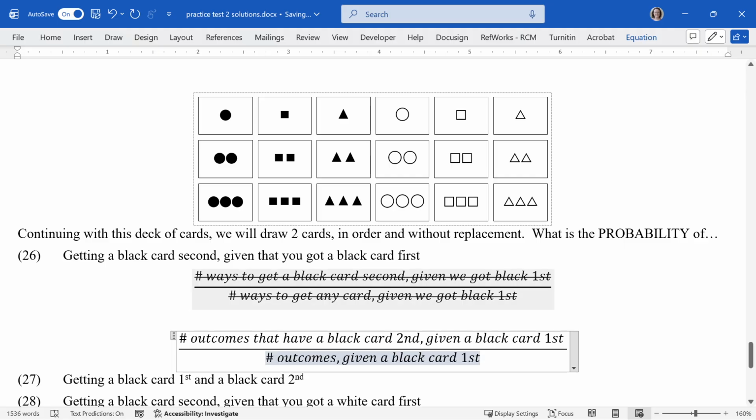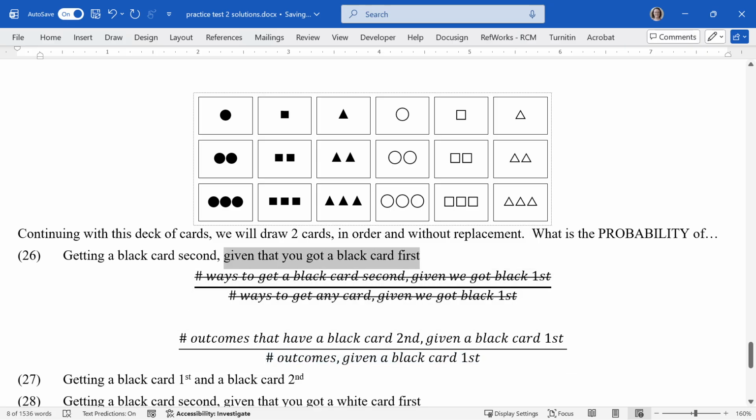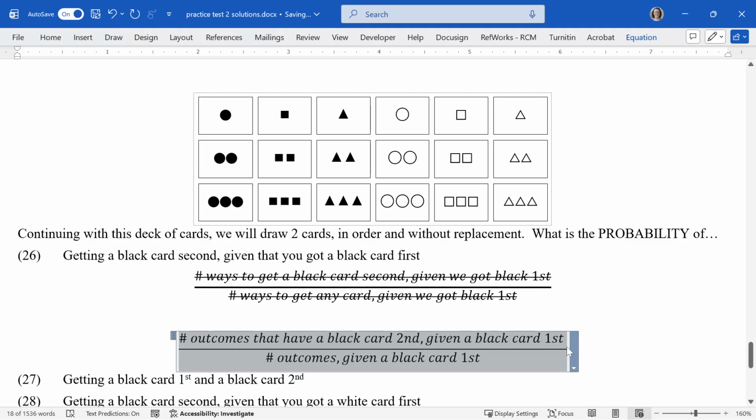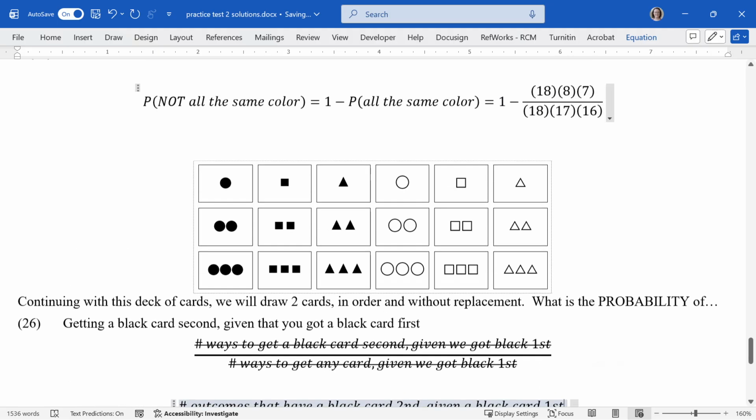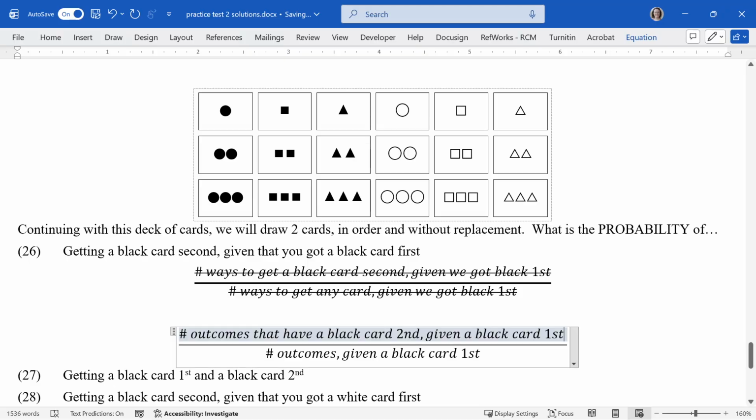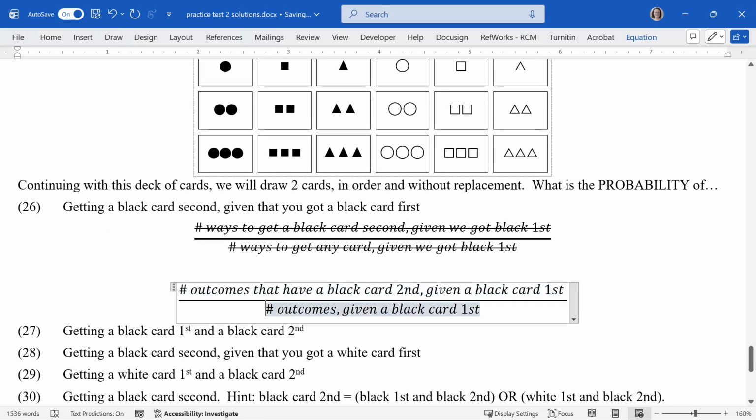The point is that you have to make both pools conform to the given condition. Both the numerator and the denominator need to only include outcomes that are according to this given condition. So only black cards can be considered for these outcomes on the top and the bottom. They both have to be only outcomes that have the black card first. I think I'm not doing a terribly great explanation of this, but let's calculate it both ways, and then I'll point out that these give us the same number anyway.